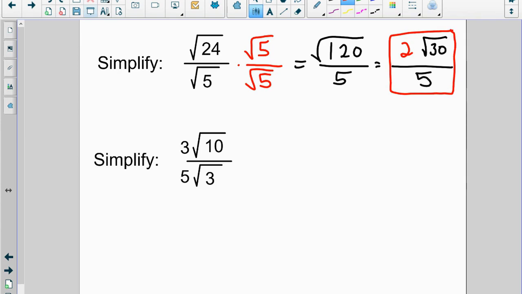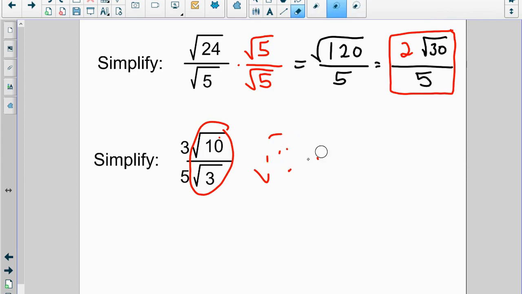Here's another one where we have coefficients and radicals in both the numerator and the denominator. One thing you might want to check is starting with the radicals. Can I make that into a fraction like 10/3 and take the square root of 10/3? Well, 10 divided by 3 is a decimal, so I don't actually want to do that. So instead, we're going to start by rationalizing the denominator.